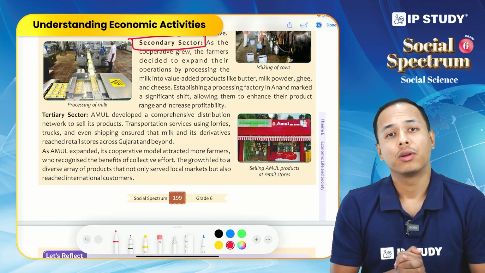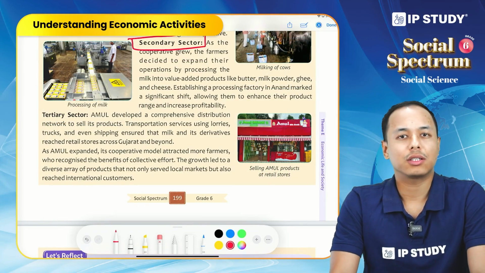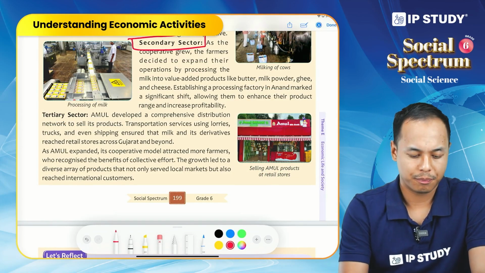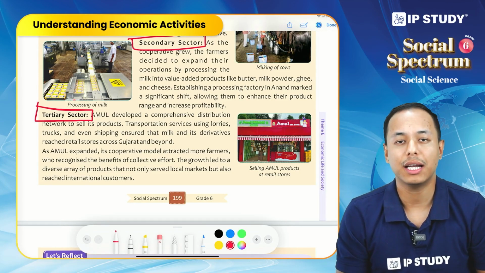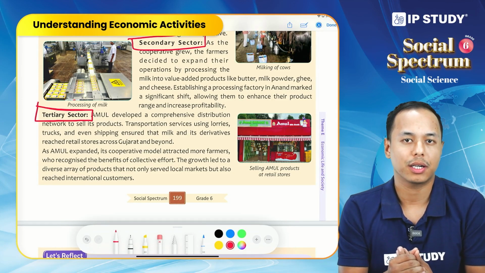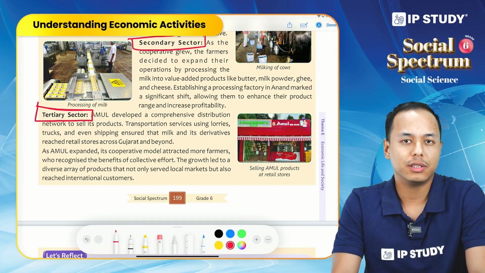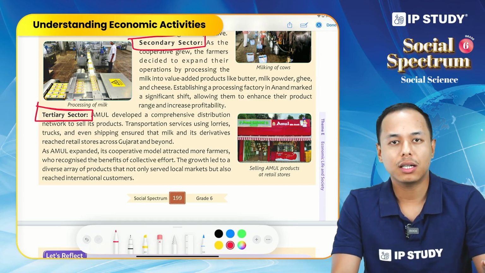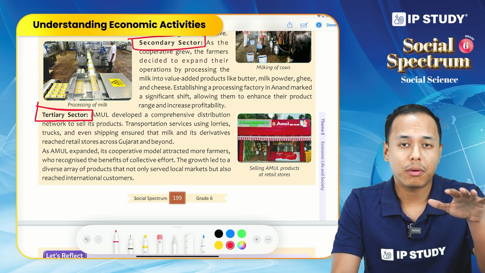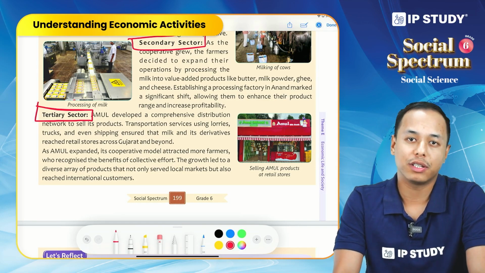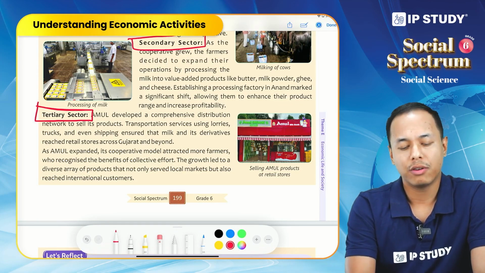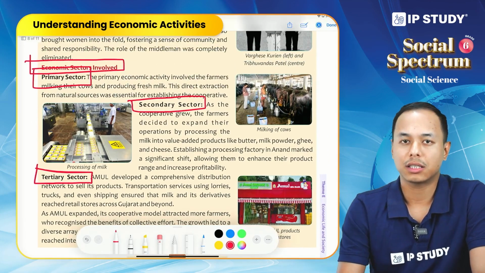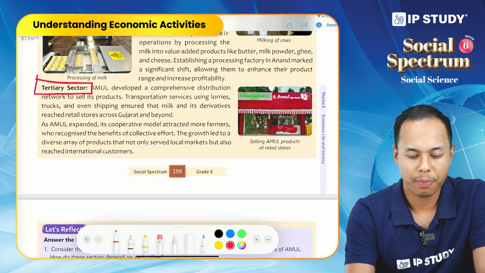Now let us see how the tertiary sector was involved in the case of Amul. Amul had developed a very comprehensive distribution market, a huge network of markets. Using transportation services, it made sure that its products were distributed to different shops within Gujarat and beyond the borders of Gujarat. In this way, we have learned how three different sectors were involved in the case of Amul.